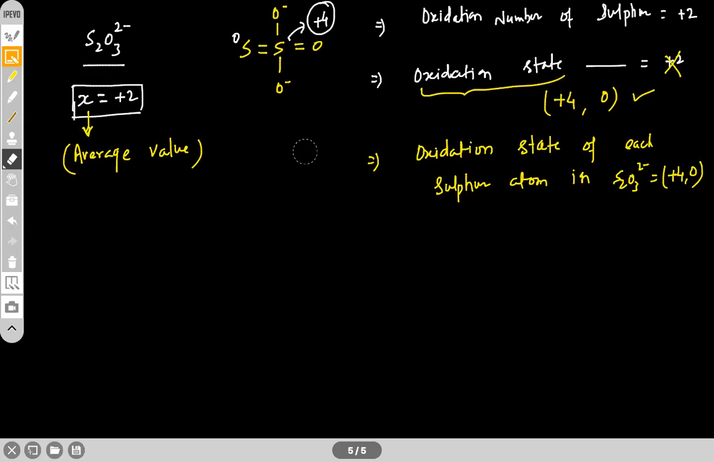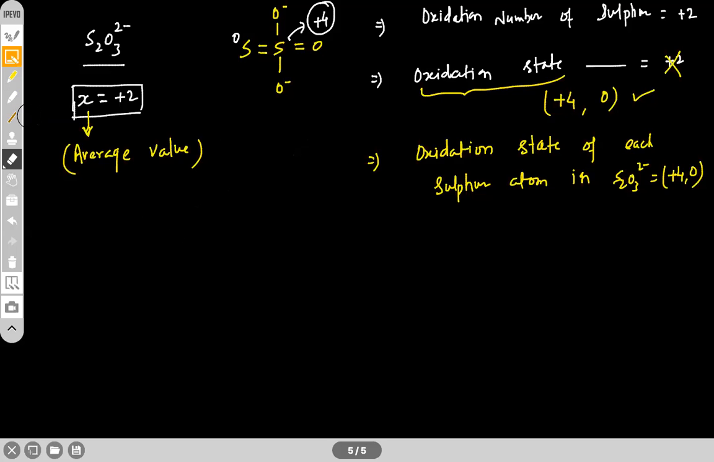Okay, why is it 0? It is 0 because there are the same atoms. If you have chlorine bonded with chlorine, there is 0 electronegativity difference, right? There's no charge separation. We cannot say it is -1 or +1. That is not possible because they have the same atom, same electronegativity. Hence, the charge is 0 here.